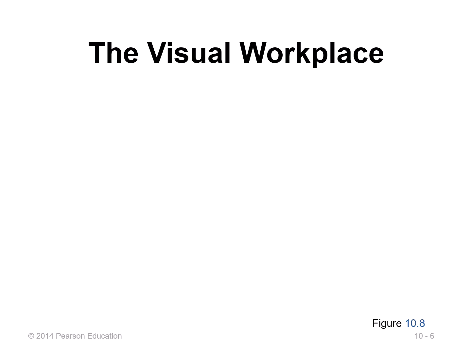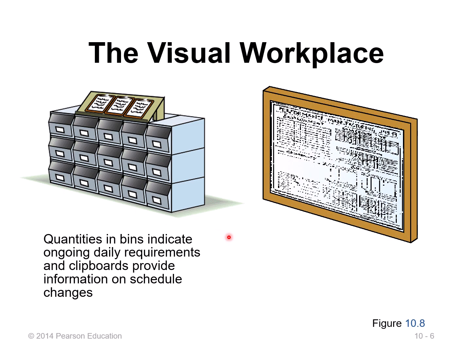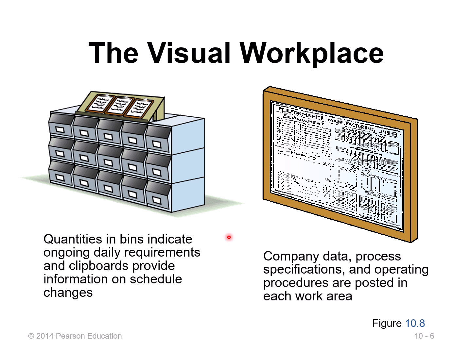The image on the left shows how a bin system helps indicate daily requirements and allocation. This allows workers to track materials and make adjustments as needed. The image on the right represents posted instructions, including the company data, the process specification, and operating procedures. By making this information readily available, employees can quickly refer to best practices and work guidelines, ensuring consistency in operations.